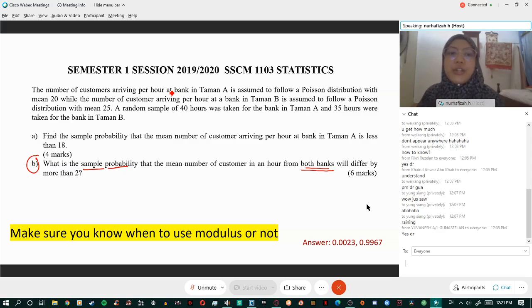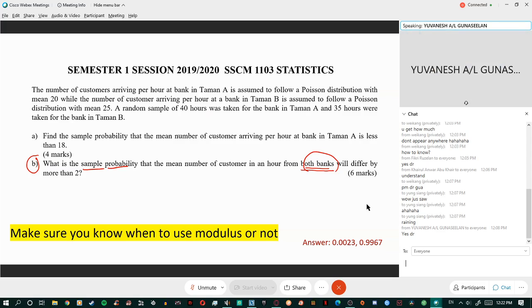Thank you. So for B, how to decide whether to use modulus or not? They did not specify which one comes first. They said both banks, so you did not know which one you should minus first, whether from A to B or B to A. You did not know which one to decide. So that one you need to use modulus. Okay? Okay. Another one.